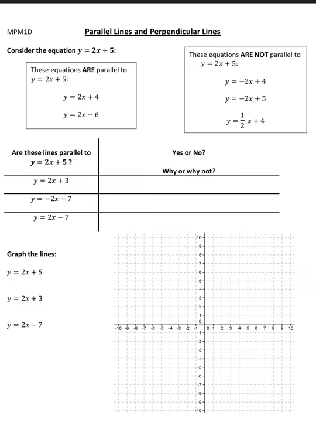So let's first talk about this equation of a line, y equals 2x plus 5. If we're considering this equation, I am telling you that y equals 2x plus 4 and y equals 2x minus 6 are parallel to y equals 2x plus 5. And why do you think that they're parallel? Well, some of you might see it: they have the same slope. Because our m's are the same, that means that they're parallel. Okay, so they're parallel because they have the same slope.